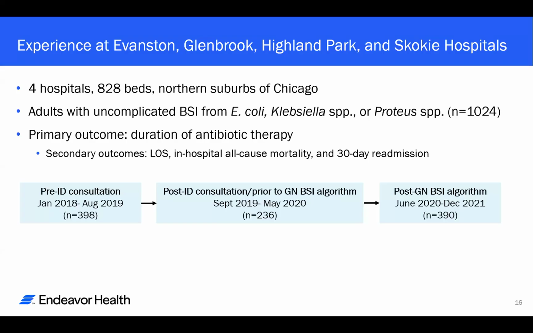So 2018 to August of 2019, this was our baseline population. And then in September of 2019, we made any gram-negative pathogen in the blood a mandatory ID consult at all of our sites. And interestingly, all of our ID providers are employed by our system. So we had very good buy-in within that group with looking at these patients with gram-negative bacteremia. We made one final change in June of 2020, putting together a gram-negative bloodstream infection algorithm for treatment. And so we wanted to see if that had an impact on our durations as well.